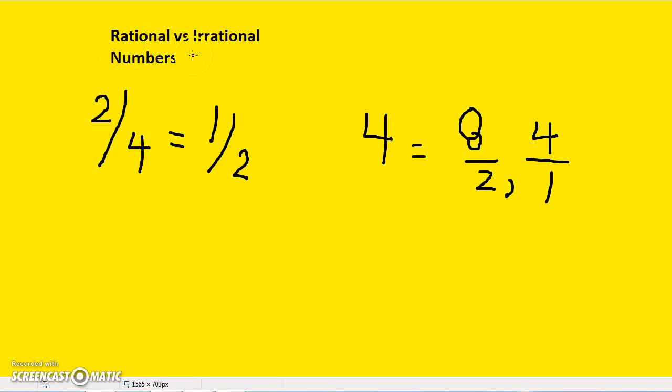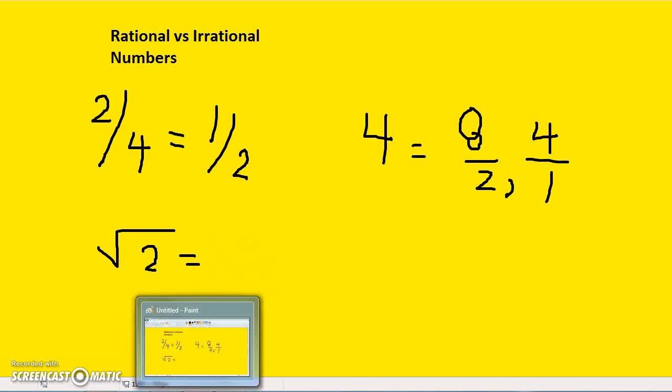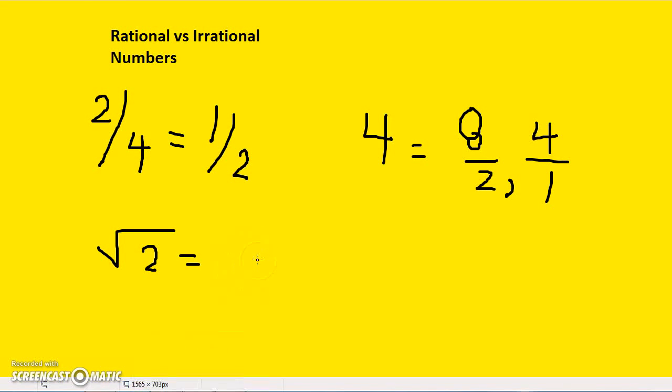An irrational number is the opposite. It's a number that cannot be written as a fraction. For instance, this number, the square root of 2. When you take this number, it's going to be 1 point something, and it just never ends. And there's no way to express it as a fraction. So that's an irrational number, or the number pi.